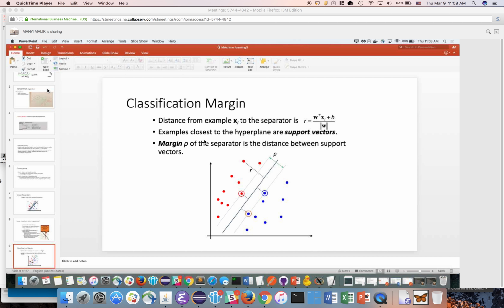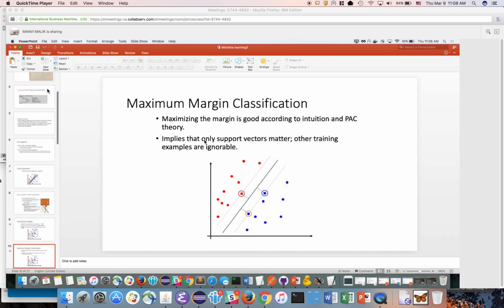All right. So the idea behind how we decide the optimal solution is that we maximize this margin, and that is based on the intuition, and there's some PAC theory that says that. So in deciding the optimal solution, out of all the possible hyperplane values, the final decision is based on the support vectors. The rest of the data points are ignored. And that's what SVM is.